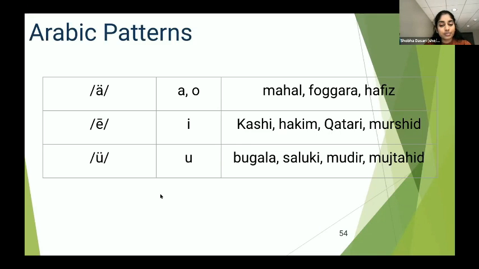Those are all words that have an I for the E sound. And then the U sound in Arabic is spelled with a U. So Bugala, Saluki, Mudir, Mujtahid. So Arabic is also, again, very straightforward phonetically, but there are a couple of tricks sometimes.